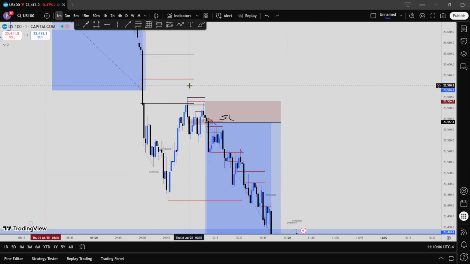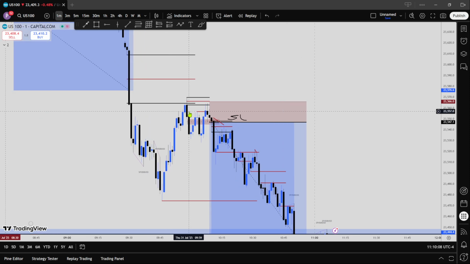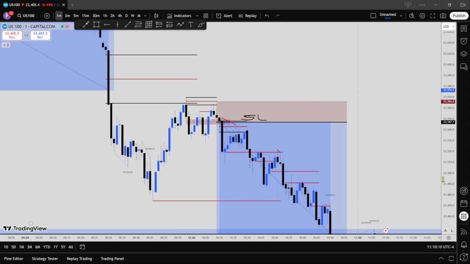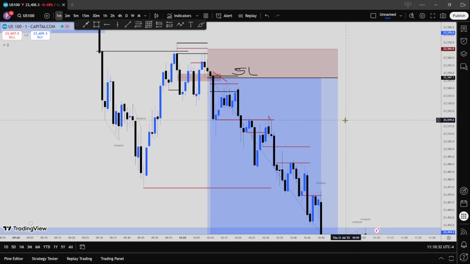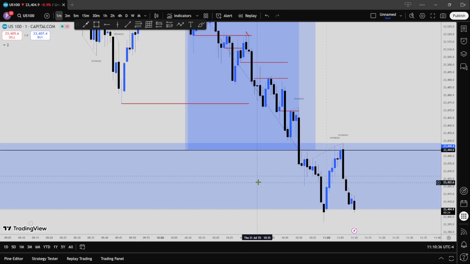Price manipulated into the fair value gap. After the manipulation, what do you see? Market structure shifts right here. Price left a fair value gap behind. Price came back to the fair value gap. We sold from there. Our stop loss was up here. As price started breaking down, we moved stop loss here. We went break even when price broke down here. We took partials on this low and then full TP down here.